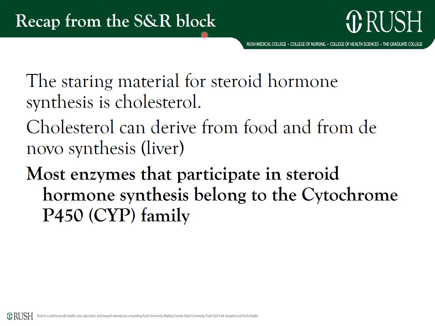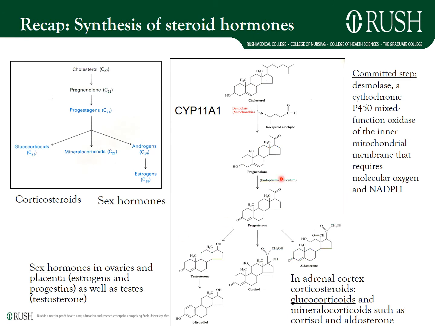So, as a recap from the previous block, the starting material for all steroid hormones is cholesterol. Cholesterol can derive from food or our liver can synthesize it. Most enzymes that participate in the steroid hormone synthetic pathway belong to the cytochrome P450 family, coded by the so-called CYP gene family. So this is just a little reminder that you learned about the key enzyme being desmolase, the very first enzyme in the steroid hormone synthetic pathway. And this is already a CYP.